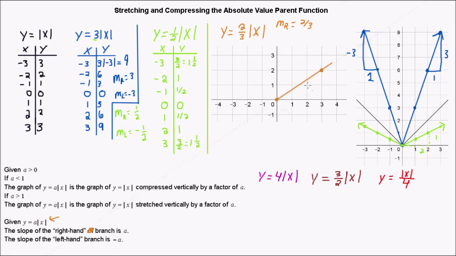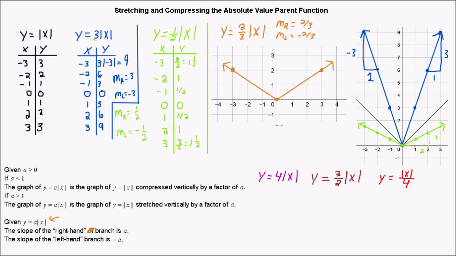And similarly, on the left-hand side, the slope of the left-hand branch is -2/3. So I'm going to start at the vertex. I'm going to go left 3, 1, 2, 3, and up 2, 1, 2. And we will see this is the graph of y equals 2/3 times the absolute value of x. Now, if you want to, you can confirm this by plotting points, but this is correct.